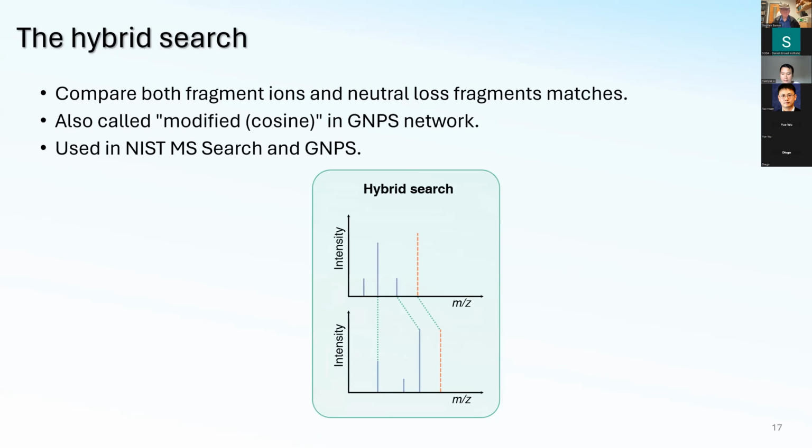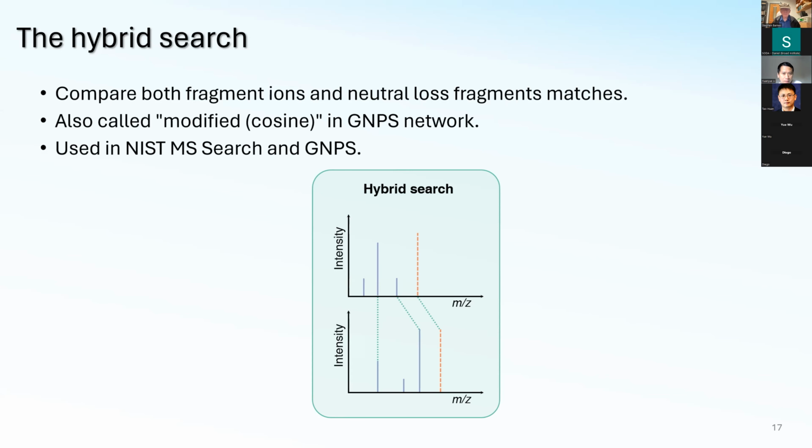Another type of search is called hybrid search. This method is like a combination of the open search and the neutral loss search. It compares both fragment ions and neutral loss fragment matches. This type of match is also called a modified cosine in GNPS molecular networking. This type of search is used in NIST MS Search and GNPS. I think in the metabolomics field, a lot of people like this type of search.